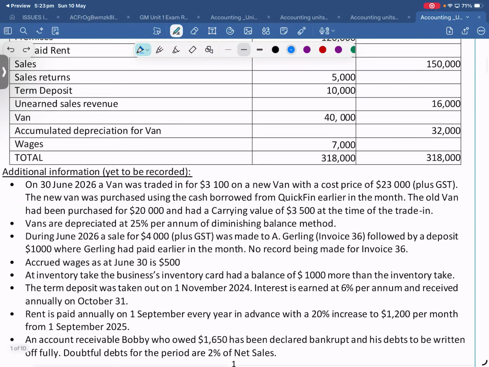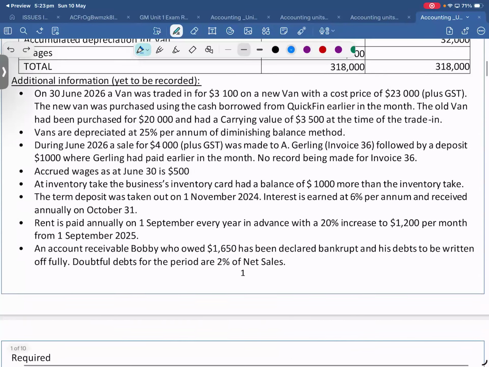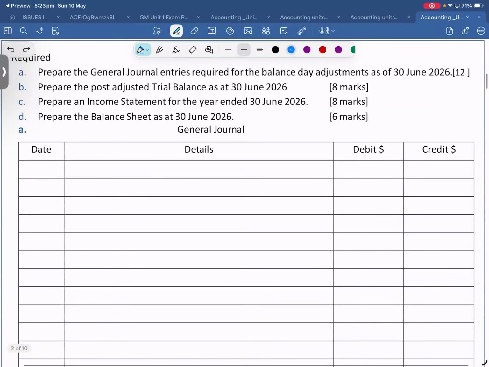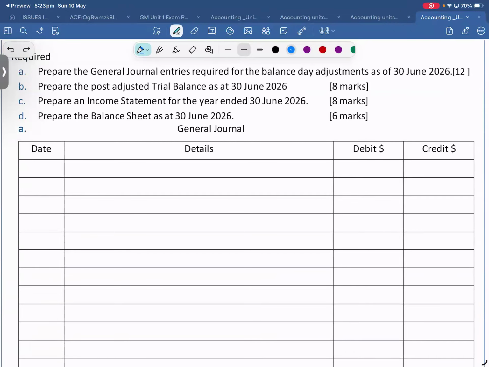Okay guys, what's the double entry for the disposal? Tell me. 20,000, yes. Debit drawing, close to it. We need this depreciation.